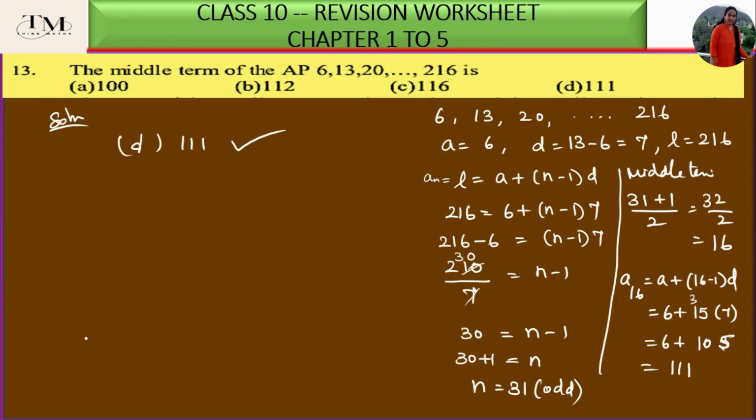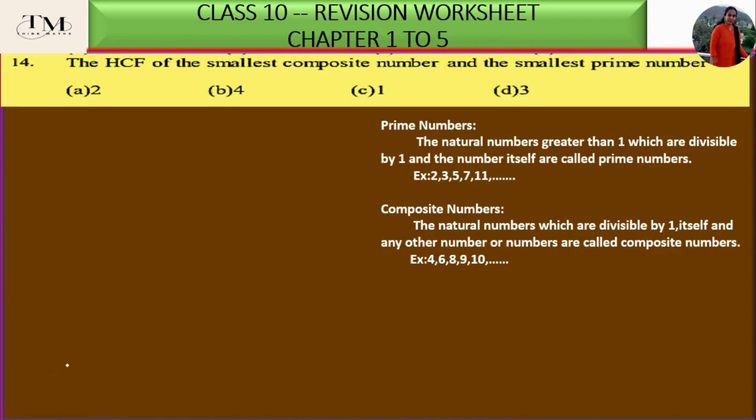Okay. So moving on to the next question, the 14th question. The HCF of the smallest composite number and the smallest prime number is dash. What do you mean by prime numbers?